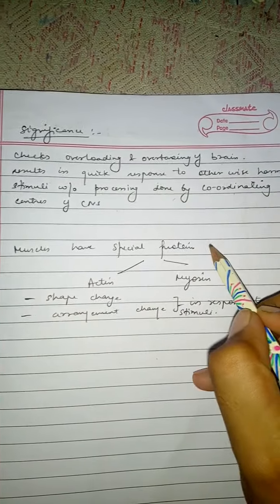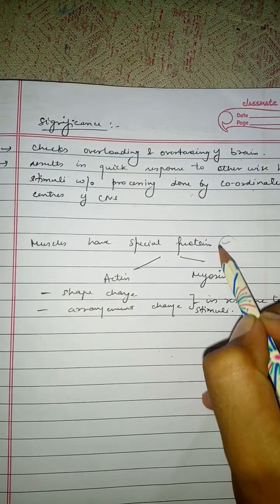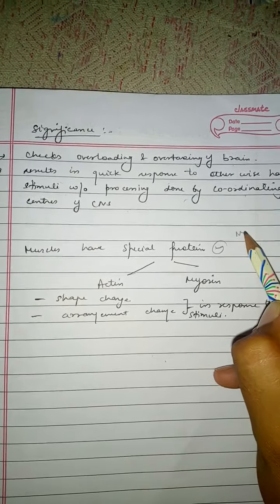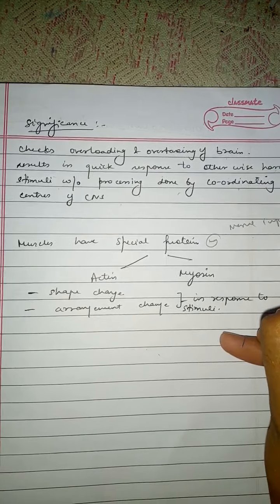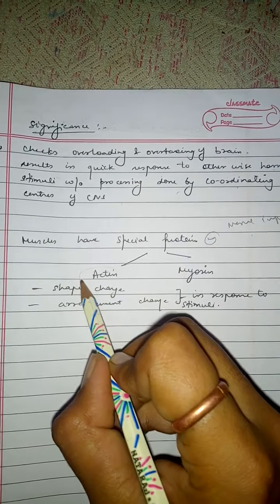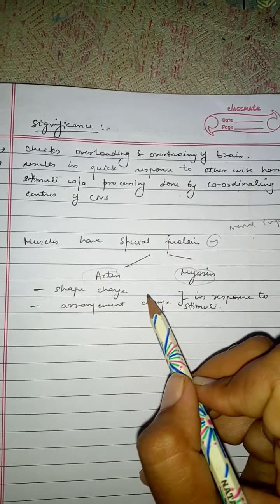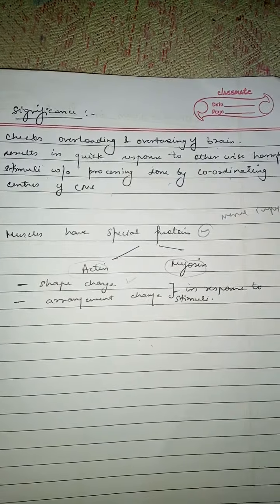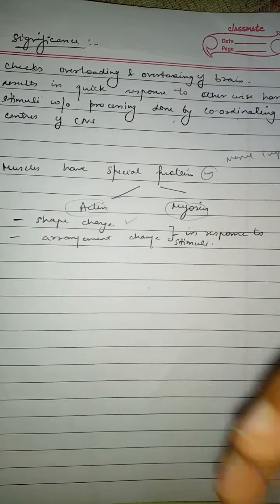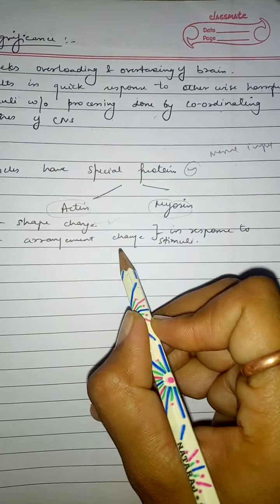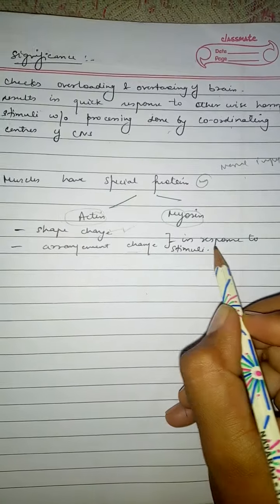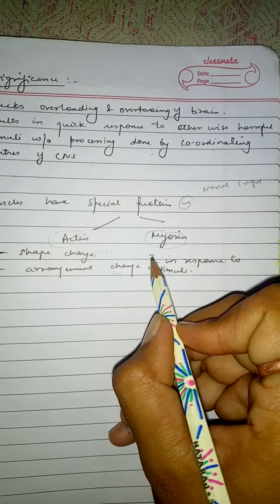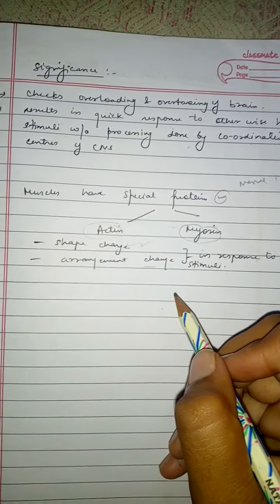Similarly, muscles have special proteins which act whenever a nerve impulse is sent to them. There are two proteins present in muscles. These are actin and myosin. The muscle may respond by changing its shape or by changing its arrangement in response to stimuli, and all of this is caused by the actin and myosin proteins present in muscles.